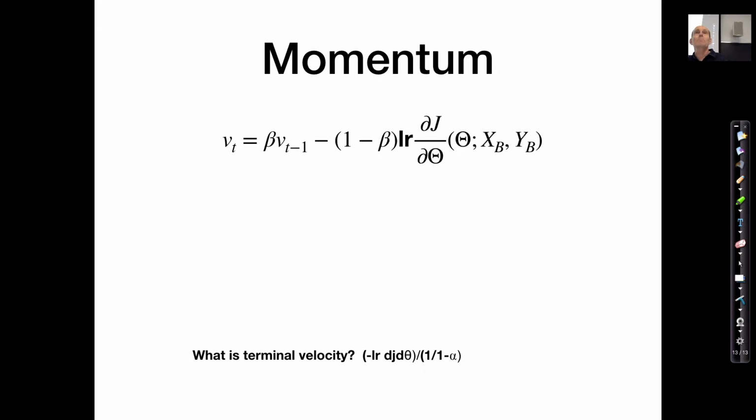And there's going to be some maximum velocity, right? The terminal velocity, I believe we've just calculated, is going to be that, except I find it very unlikely there's going to be an alpha here. So, yeah. And then update the weights based on the current velocity. Okay, so this is stochastic gradient descent with momentum.